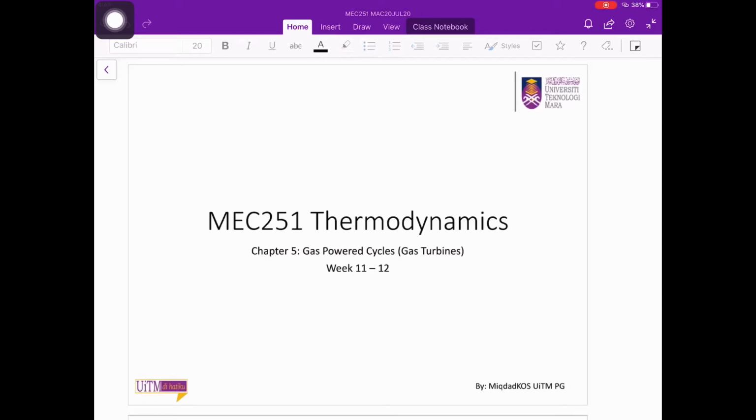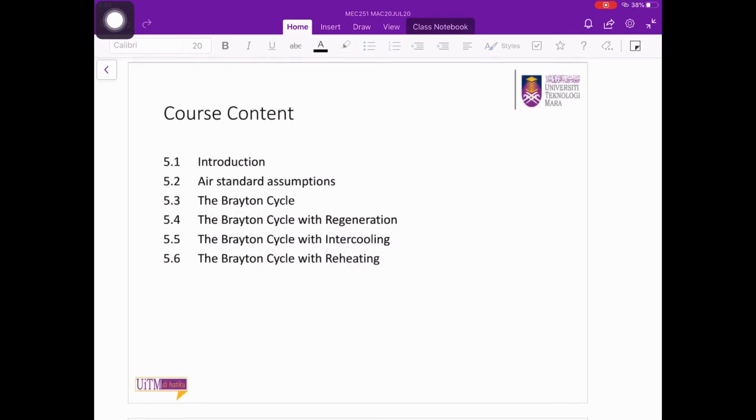Chapter 5 Gas-Powered Cycle Gas Turbines. In Chapter 5, we are going to go through 6 subchapters, including the introduction, air-standard cycle assumptions, the simple Brayton cycle, and methods to improve the simple Brayton cycle via regeneration, intercooling, and reheating.